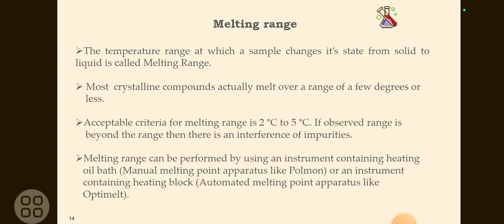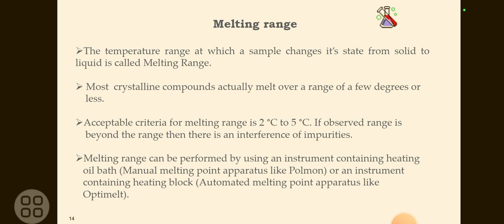Temperature range, in which the sample melts from the solid state to the liquid state, is called the melting range. Most crystalline compounds actually melt over a range of a few degrees or less. So the acceptable criterion is 2 to 5 degrees.